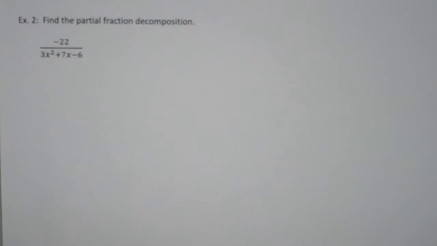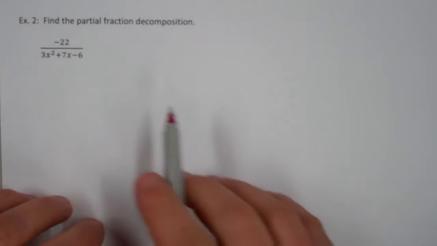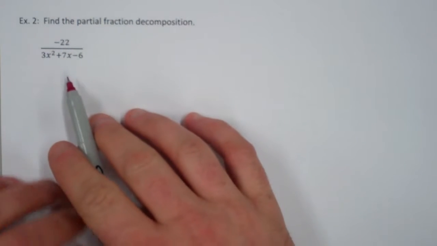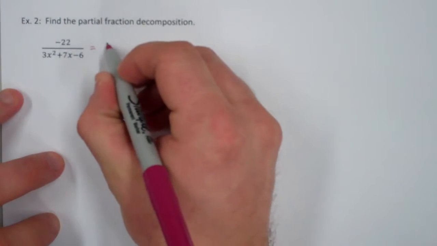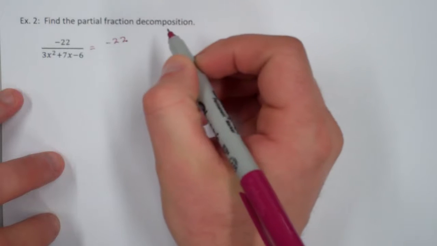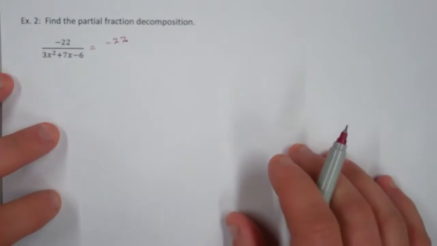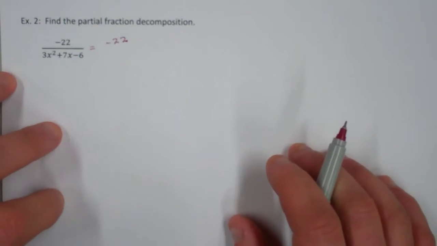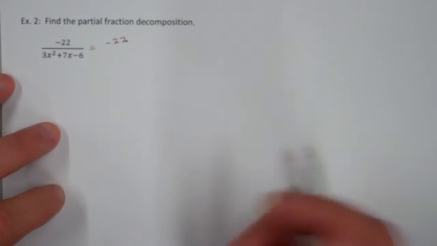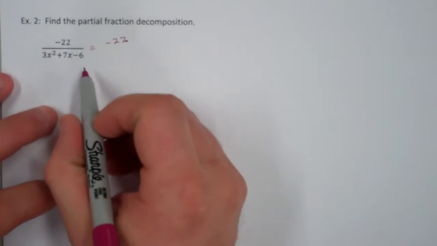In example 2, we need to find the partial fraction decomposition for this wonderful expression right here. So let's see if we can factor the denominator. Well, there's a few different methods you can use. There's the good old guess and check, or you can use the AC method. Now, let's try that.